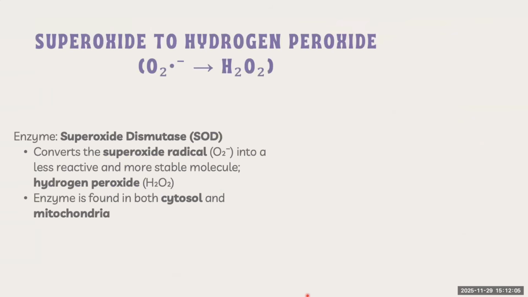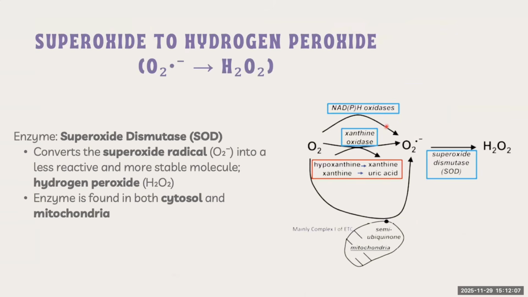Now we'll be talking about how this superoxide will be converted into hydrogen peroxide, okay? Superoxide by itself is very reactive, so we want to stop it from causing a lot of damage. So the body will convert it into a less reactive species, which is hydrogen peroxide, okay? This reaction is catalyzed by the enzyme superoxide dismutase. This superoxide dismutase is found in both your cytosol and your mitochondria. Hydrogen peroxide by itself is still reactive, but it is less damaging than the superoxide, okay? That's a summary of the step.